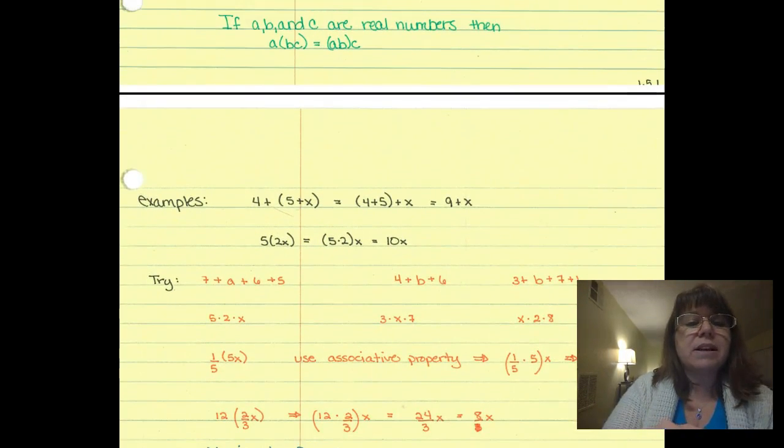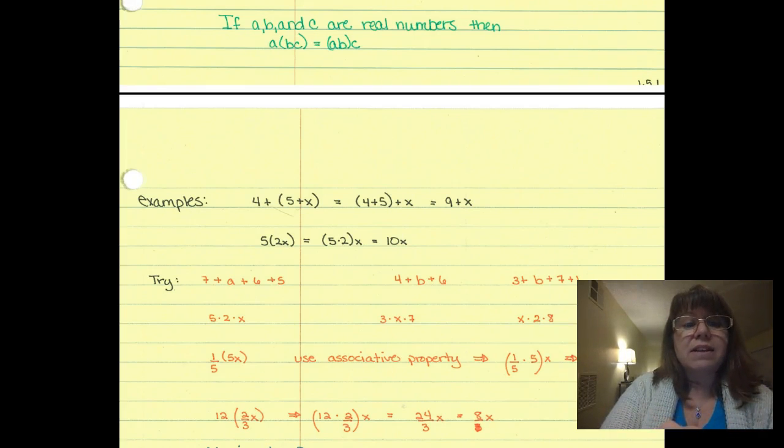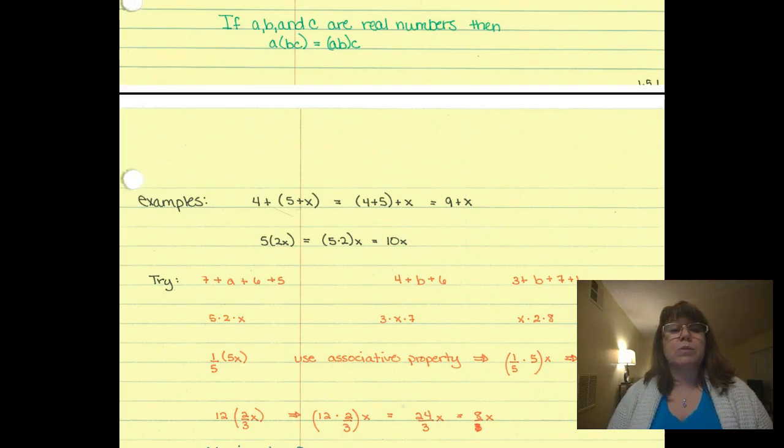4 plus, in parentheses, 5 plus x is going to be the same thing as 4 plus 5, plus x. Either way, it's going to be 9 plus x. And then likewise, 5 times 2x will be the same thing as 5 times 2, times x, which will be 10x. This is going to come in really handy in just a short time when we start really working with these properties to solve linear equations, I guess I'll call them. Just equations in general. We can start using these rules to start solving for our unknown.